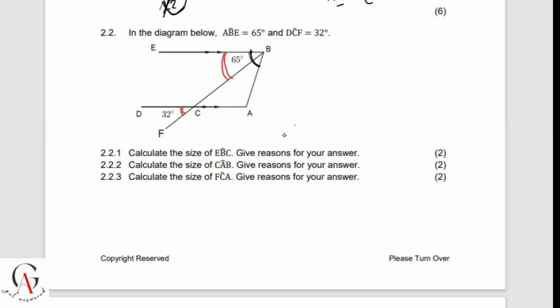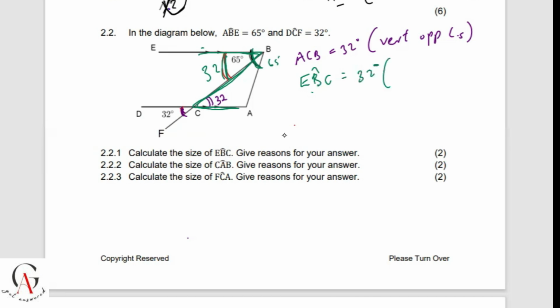Okay. What do you think? So what I'm saying is that if this is a 32, then this one is also going to be a 32. So tell us that ACB is 32 degrees because those are vertically opposite angles. Then if this is a 32, we have a Z that the parallel lines are creating. Okay, this kind of Z. So which means this angle alone is going to be a 32. Remember, they told us this entire B is a 65. So you're going to say that ABC is going to be 32 degrees. Those are alternate angles because EB is parallel to DA. Okay, so 2.2.1 is done.